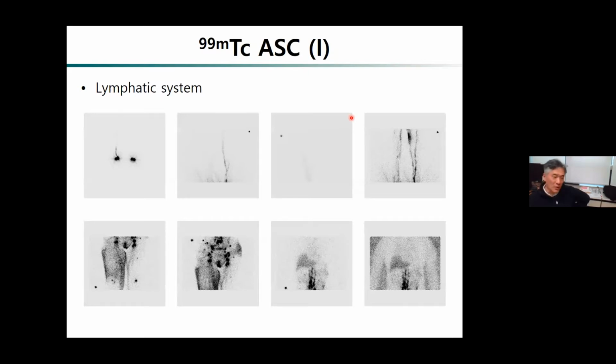And antimony sulfur colloid, as I mentioned, has a very small colloidal size. So after injection of the technetium-labeled antimony sulfur colloid, it passes through the lymphatic pathway, and you can see the lymph system, and sometimes you can find the lymph nodes in the human.